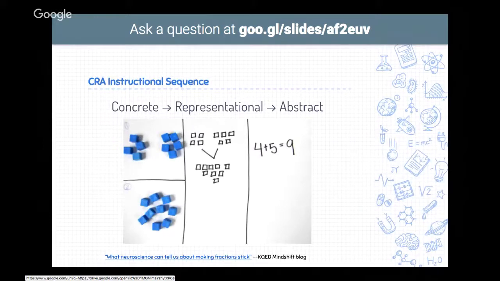So CRA instructional sequences are the idea that we are starting with concrete representations in math and moving into the representational and abstract from there, or thinking about them all together and how they relate. So I linked down here to another article. So again, really interactive slide deck, but down here is a nice quick article from KQED about what neuroscience can tell us about making fractions stick, specifically in this article, but really it relates a lot to math instruction in general, and the idea that there are studies around brain science and how we make learning stick, and a lot of that has to do with teaching a topic in context and helping the brain make connections.